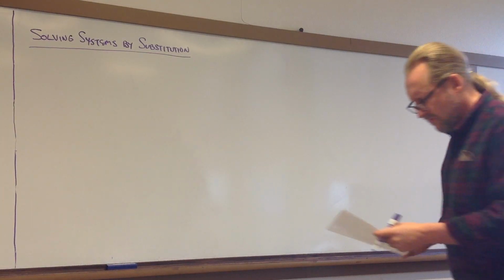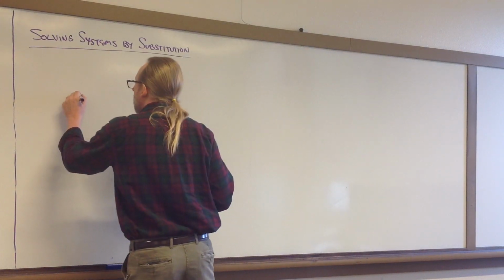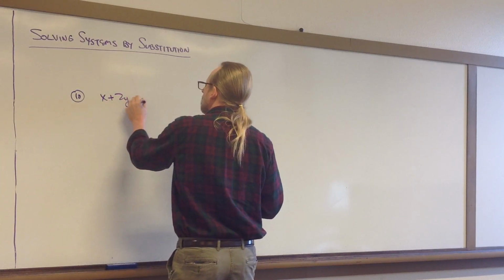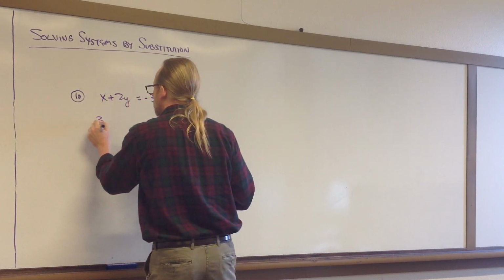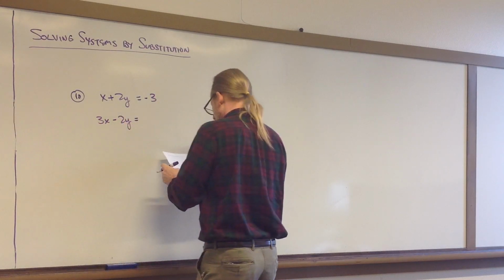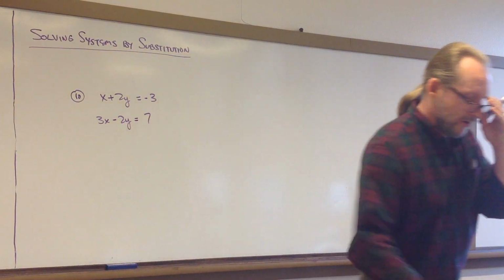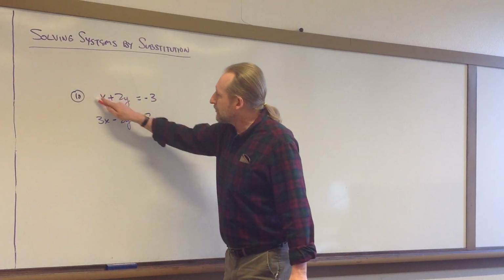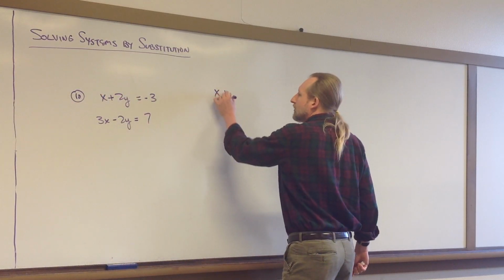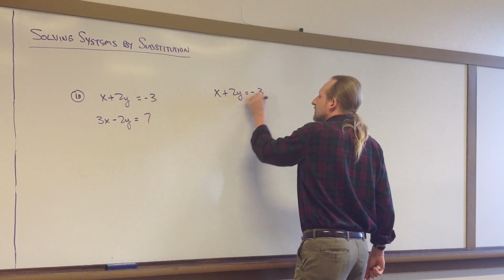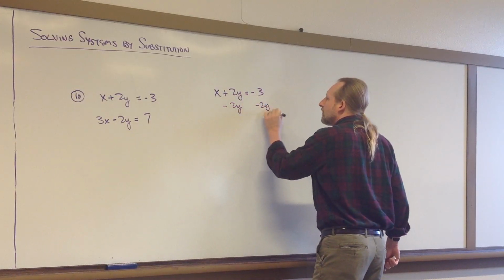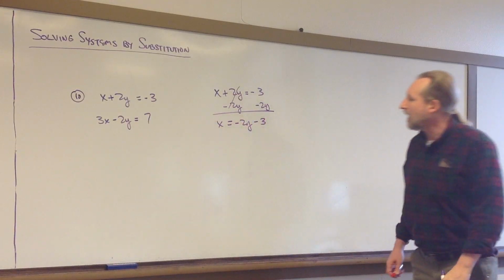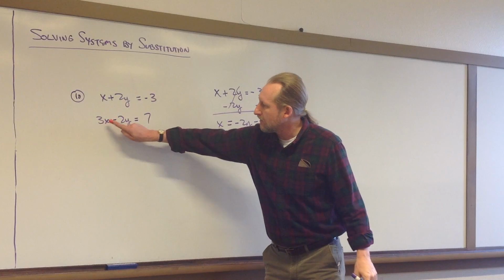Okay, so problem 10, and this is not so terrible. x plus 2y equals negative 3. 3x minus 2y equals 7. So I think it's helpful to look at the equations. If you've got just an x here, then that's a good variable to isolate. We can move the 2y to the other side and say x is negative 2y minus 3, and then we'll plug that in right here.